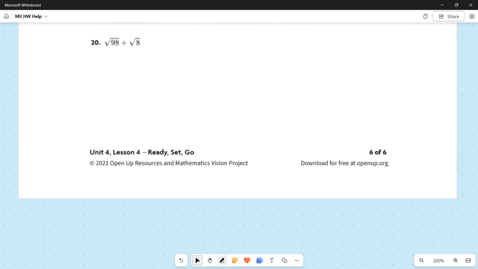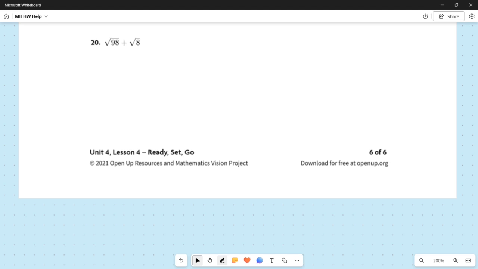Last question is number 20. So with 20, the directions don't change, but it's a different kind of problem than 17 and 18 because, I mean, it looks different, right? So for 20, we have the square root of 98 plus the square root of 8. Now, remember, the directions say you should only have one square root. So we've got to do something here.